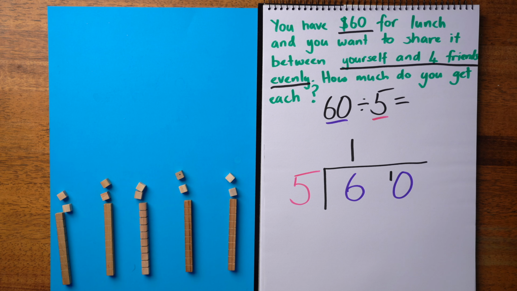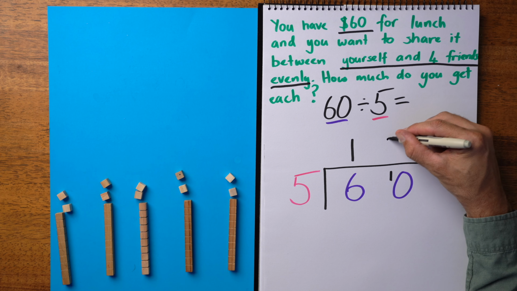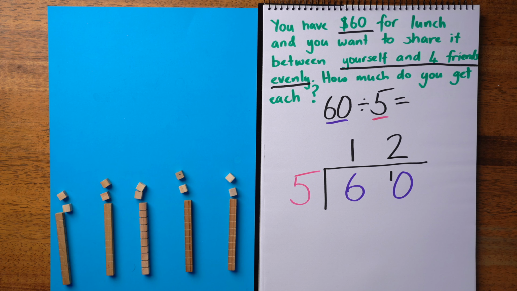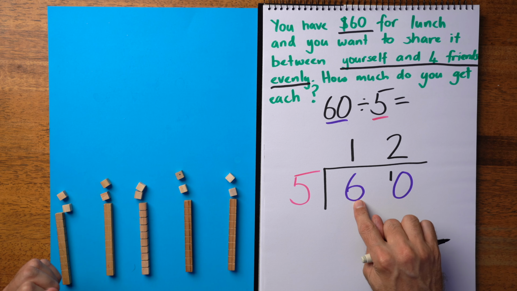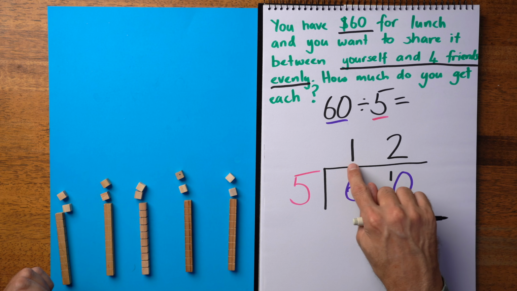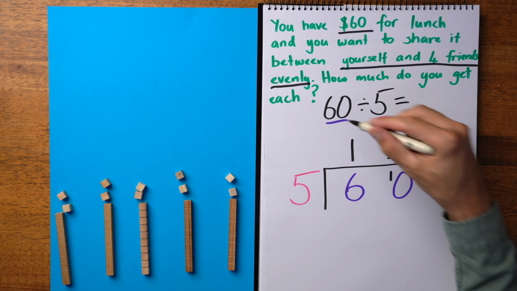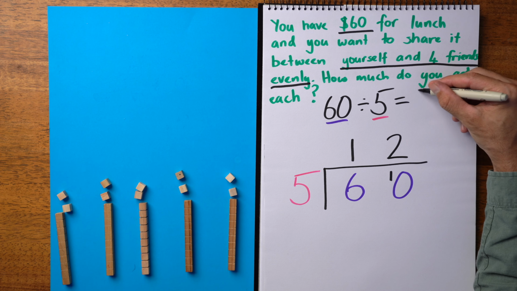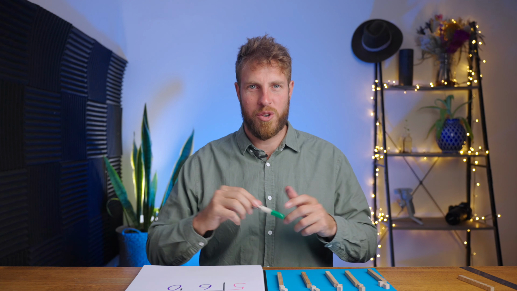Coming back to our algorithm, we can record that like this. 10 shared between 5 is 2. What our algorithm is telling us now is 60 shared between 5 is 12, which matches what we have here. So 60 shared between 5 is 12. Now we're ready to answer the question.